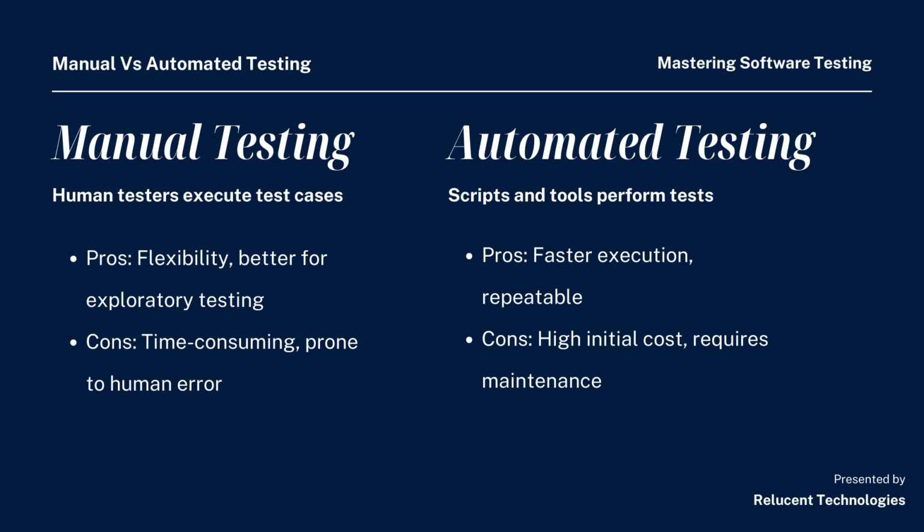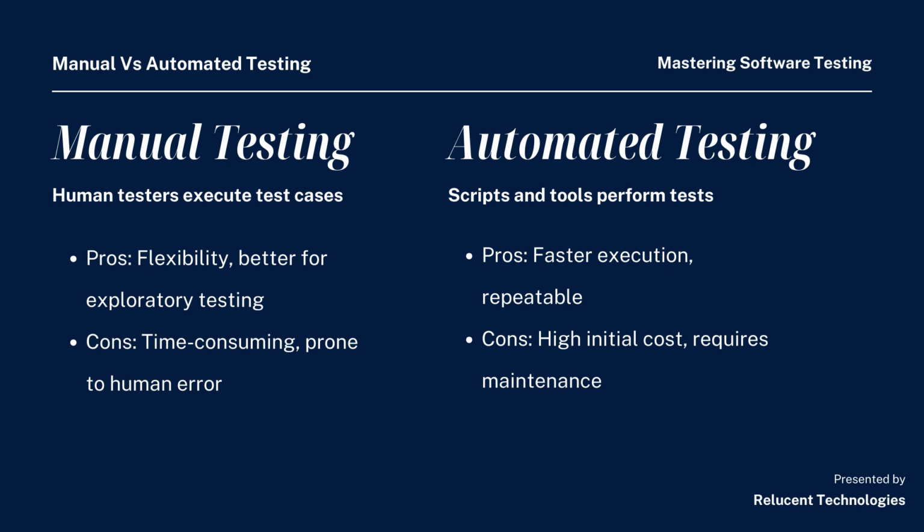And automated tests are only as good as the scripts behind them. They can only check what they've been programmed to test, which means they might miss issues that a human tester could catch, like unexpected user interactions or subtle changes in the user interface.